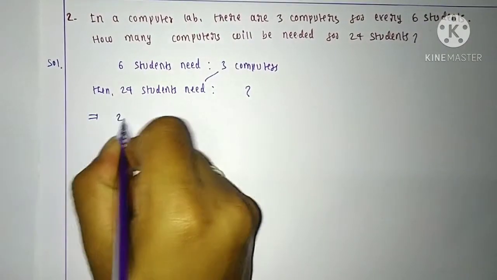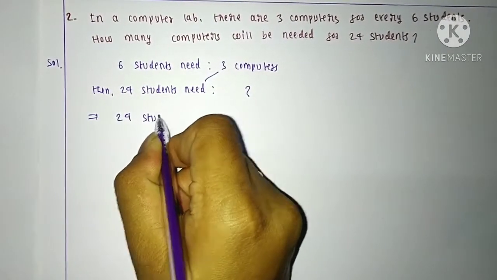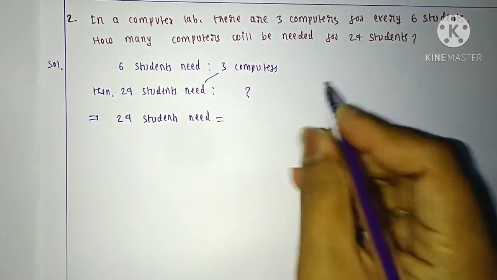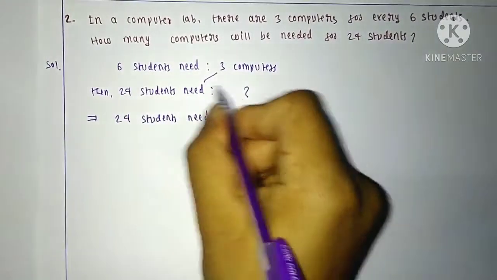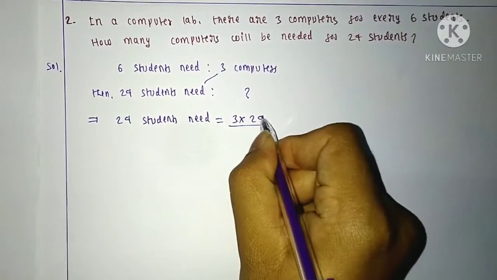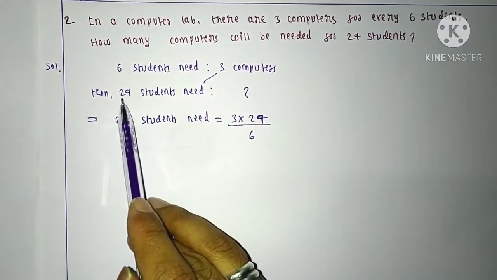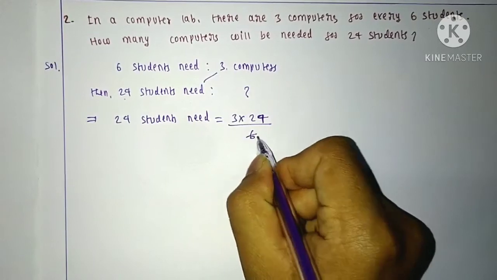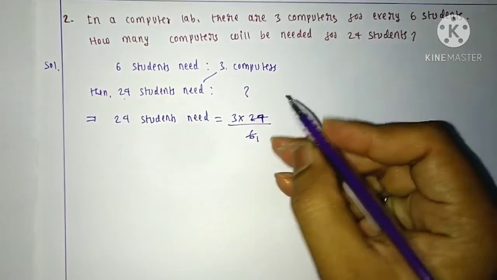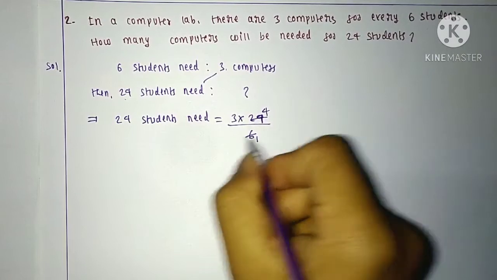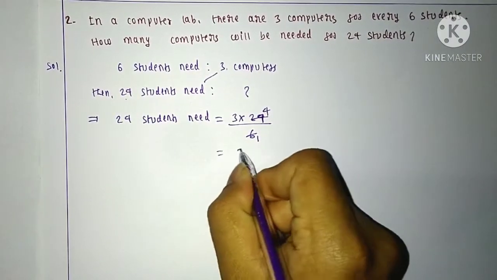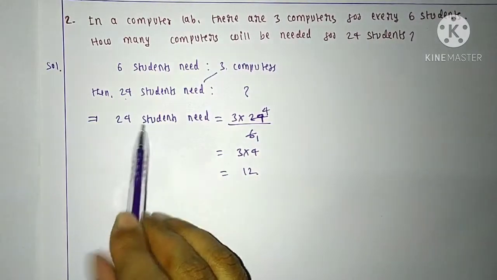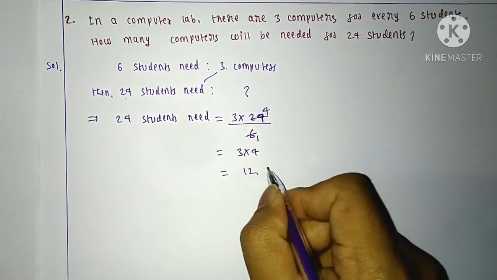So that implies 24 students need is equal to 3 into 24 divided by 6. Okay, you cross multiply this 24 and 3 and divide it by 6. So here we can see 6 ones are 6. How much is 24? Yes, 6 4s are 24. What did we get here? We got 3 into 4, so here we got 12.